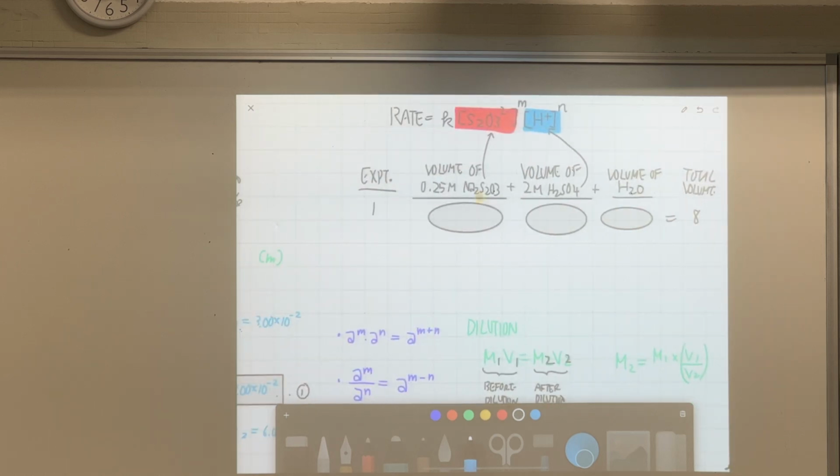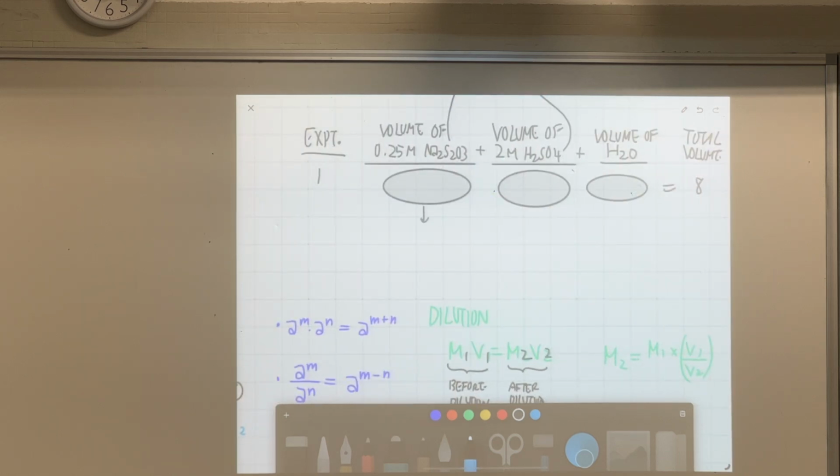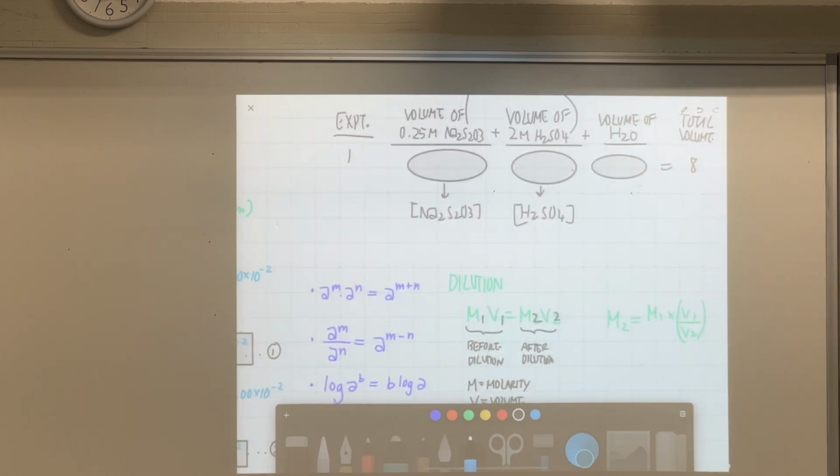But after you mix it with the H2SO4 and water, the total volume becomes 8, right? So what is the new concentration? Can you turn this into the new concentration of S2O3 2 minus? Maybe I'll turn it into Na2S2O3 first, and H2SO4, the concentration. And for water, you don't have to calculate the concentration because the water is here just to dilute it.